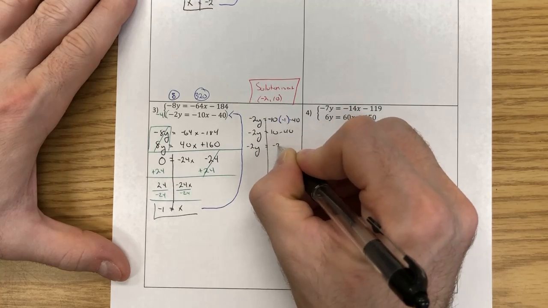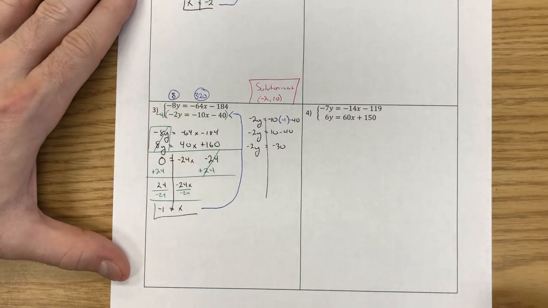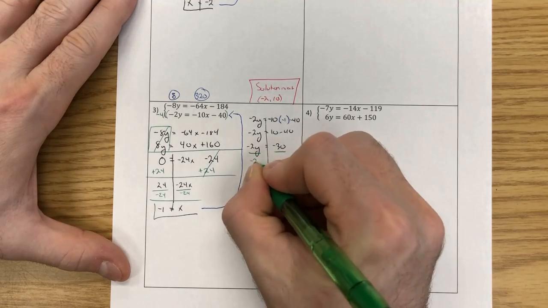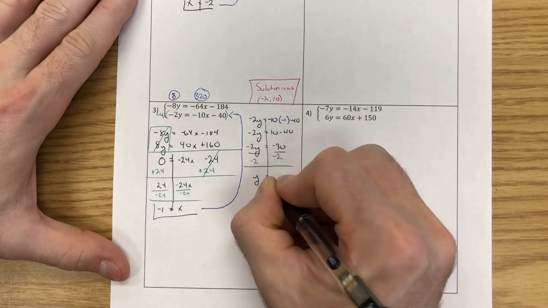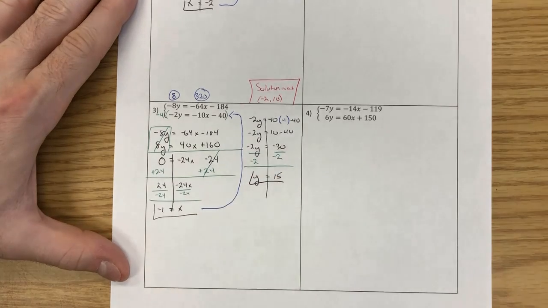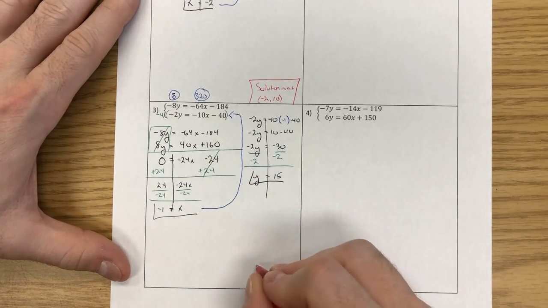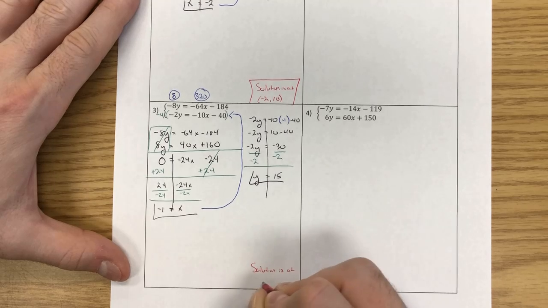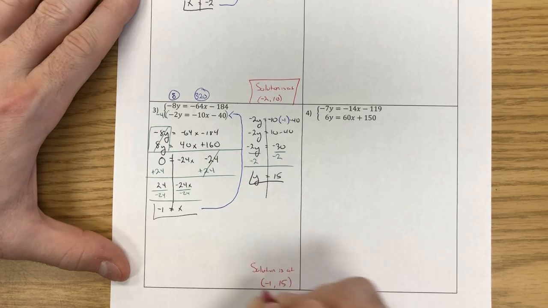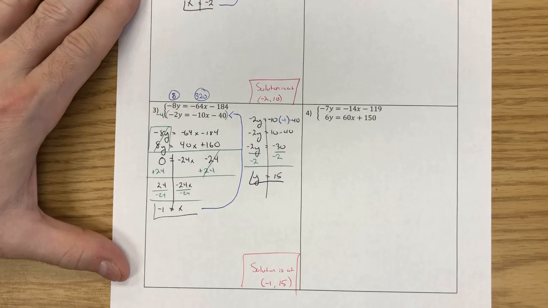-2y is -30. And divide by -2. y is 15. And so we have a solution, a point where the lines cross at -1, 15. Perfect.